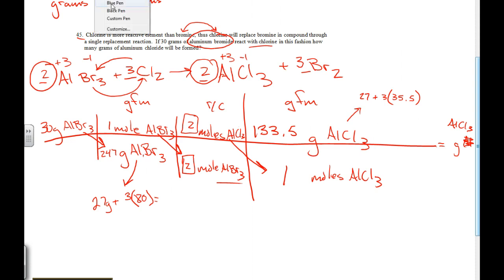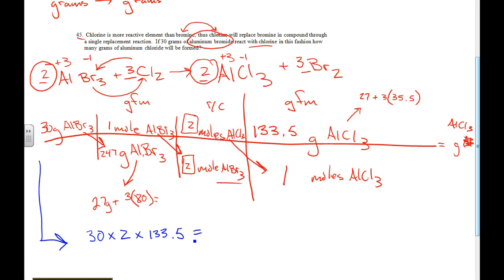Now I have quite a bit of math to do. Make sure that you don't do this incorrectly. To do this math, I'm just taking all these numbers, just go with me here. I have 30 on top. I'm going to multiply that by 2. I'm going to multiply that by 133.5, and that's going to equal some number. Let me just do it real quick. That's 8,010.